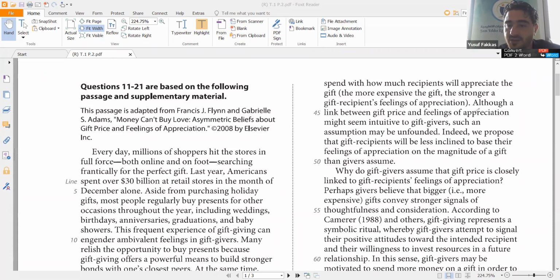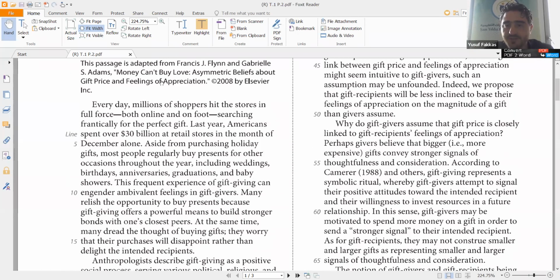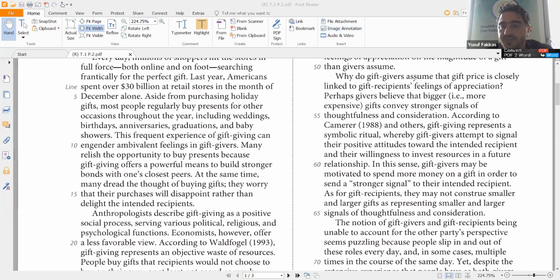So here was our answer. We said, although a link between gift price and feelings of appreciation might seem intuitive to gift givers, such an assumption may be unfounded, right? So that's incorrect. Let's look at the lines. So we have 53 to 55, and then 55 to 60. Why do gift givers assume that gift price is closely linked to gift recipients' feelings of appreciation? Perhaps givers believe the bigger gifts convey stronger signals of thoughtfulness and consideration. According to Kammerer and others, gift giving represents a symbolic ritual whereby gift givers attempt to signal their positive attitudes toward the intended recipient and their willingness to invest resources in a future relationship.